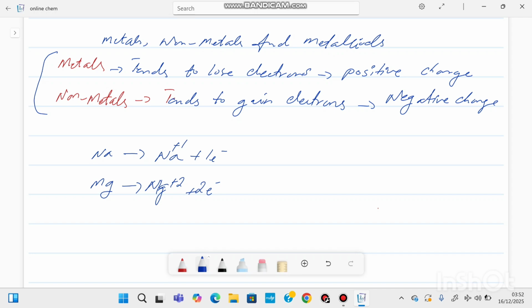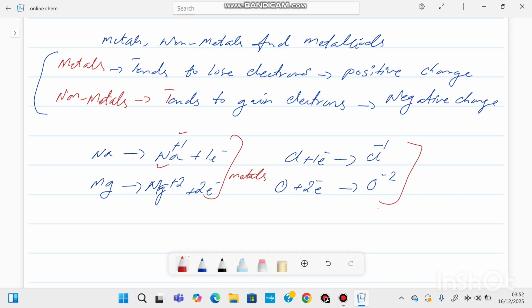Now you have another element, for example chlorine. It has 7 electrons in its valence shell, so to complete its octet, it has the tendency to gain an electron. The electron will be added in its valence shell, and whenever an electron is added, it is negatively charged. So it will get one negative charge. You also have oxygen, which will gain two electrons, so it will have a charge of minus two. Now, if I have to categorize them, because these have lost electrons and have positive charges, they are metals. Here they have gained electrons, so they are non-metals.